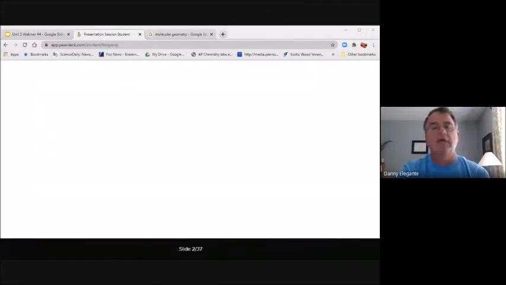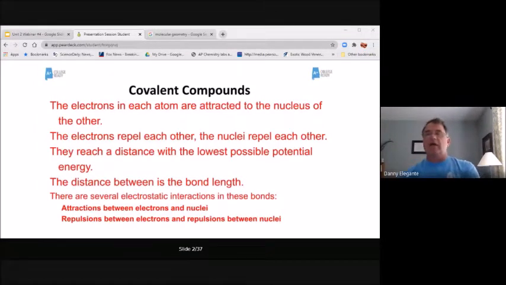Sorry about that. So covalent compounds, electrons are shared. So we know in a covalent compound, usually 2 nonmetals, the electrons are shared between the atoms. You can share 2 electrons, you can share 4, or you can share 6. So 1 pair, 2 pair, or 3 pairs. But we also have to remember that when we form that covalent bond, we really have to look at what's going on between those atoms.